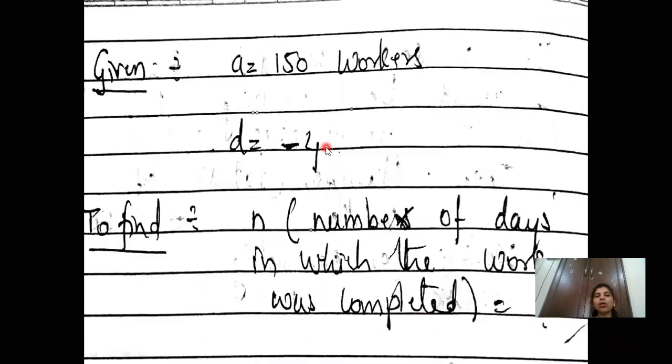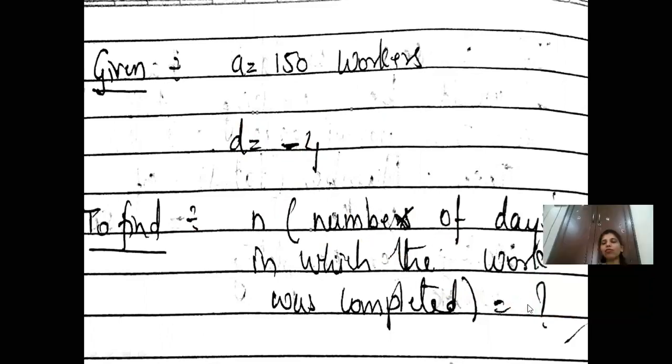So now a is 150, because initially 150 workers were there. d is minus 4 because every day there is a decrease in the number of workers. As it is decreasing order, d will be negative. Now n is the number of days in which the work was completed, so that we are taking as n. Here we have to find that, and that we are selecting as n.